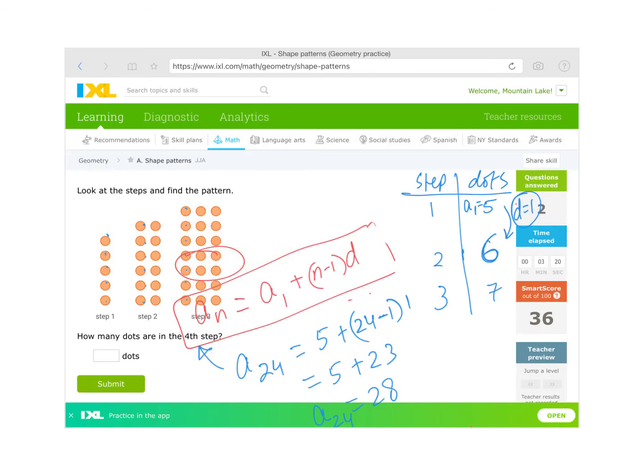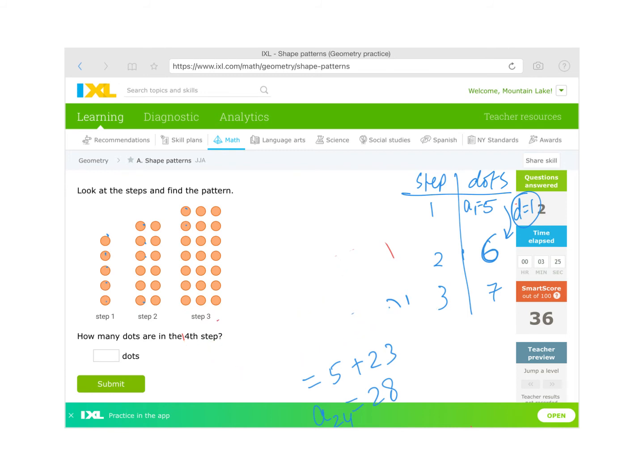Let's try this one. So here's, it's a little different, but let's see what's happening to it, okay? And then we can determine what's our answer. So step one, you've got 1, 2, 3, 4, 5 dots. Step 2 has 1, 2, 3, 4, 5, 6, and double of those, so that's 12 dots. And then the third one has 1, 2, 3, 4, 5, 6, 7, and 3 of those, so 21.